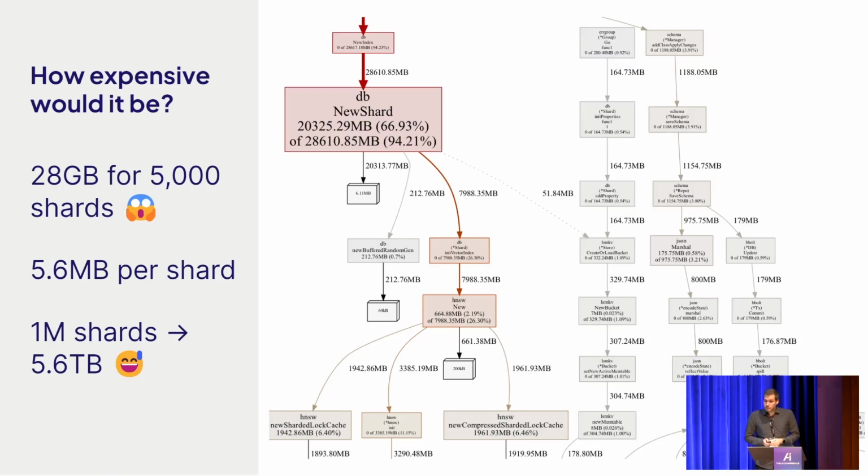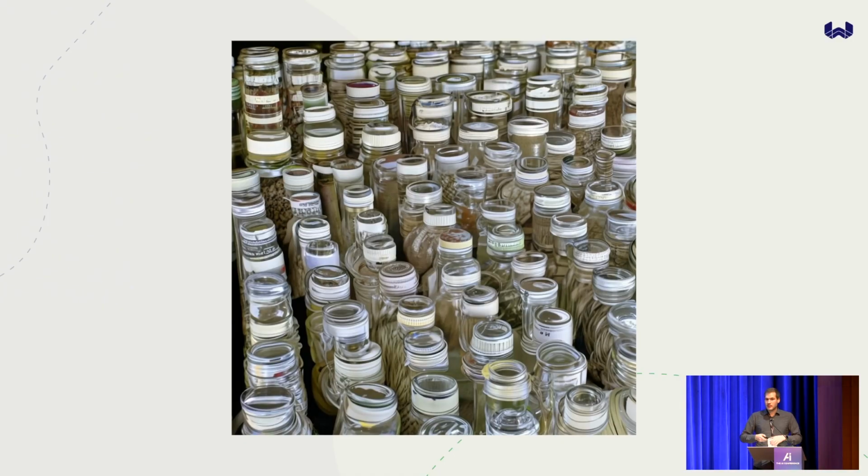The cost part of it. How expensive would it be? Well, for this same experiment, 5,000 shards, or slightly below, because we didn't want the app to crash so we could still obtain the profile, that was 28 gigabytes. That's 5.6 megabytes per shard, which means if we extrapolate to 1 million shards, that's 5.6 terabytes of memory. And that's for what is essentially empty containers. There's no data in those shards whatsoever right now. It's visualized here by these empty glass containers. They're all empty, but they still take up a lot of space, because we have so many of them.